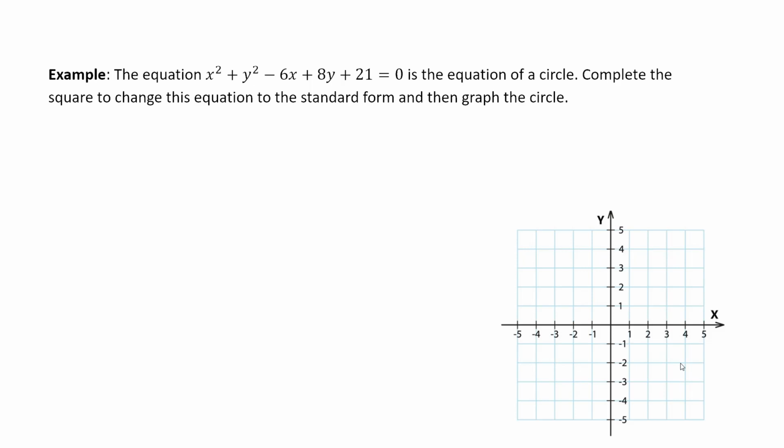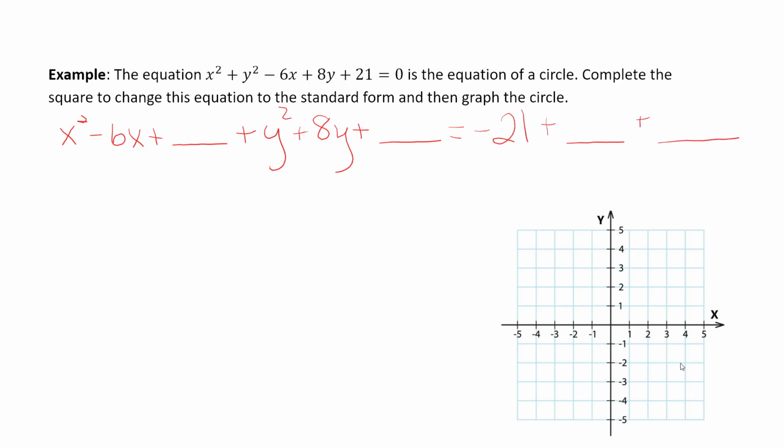And then we'll be able to graph the circle. So I'm going to rewrite it, putting in blanks so that I can complete the square. I'm going to get the x terms together and the y terms together, and leave a blank after each one. And then I'm going to move the constant, 21, over to the right side of the equation and put 2 blanks over there so that I can add the same thing to both sides of the equation.